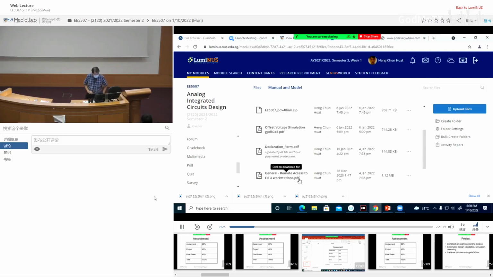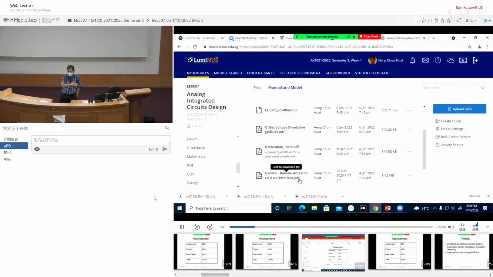EITU, remote access to EITU workstation. So you have detailed instruction. You need to install Xmin. You need to install some PUTTY. Okay, my personal usage, I don't use PUTTY. I use the WSL, Windows Subsystem Linux. And then I install Ubuntu. I can access, but I still need the Xmin.